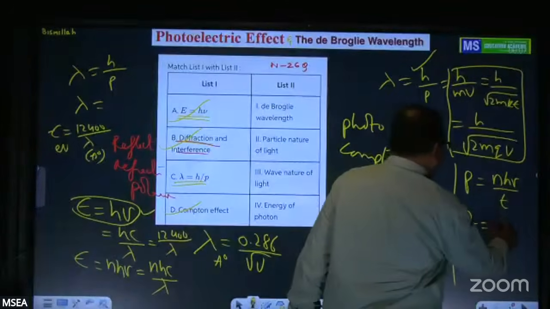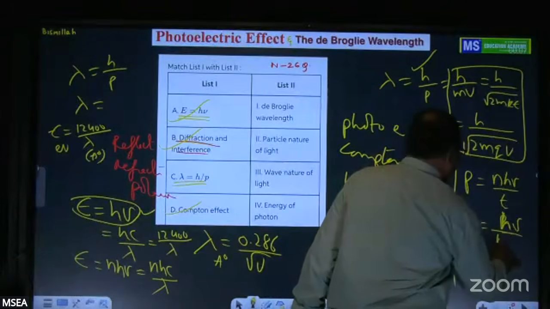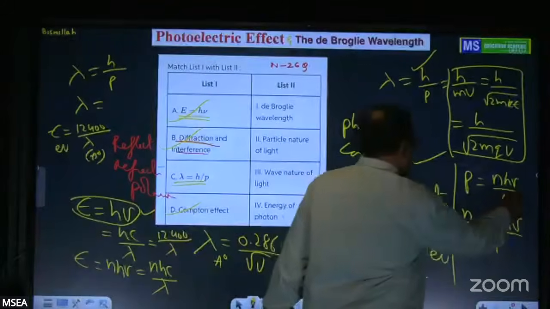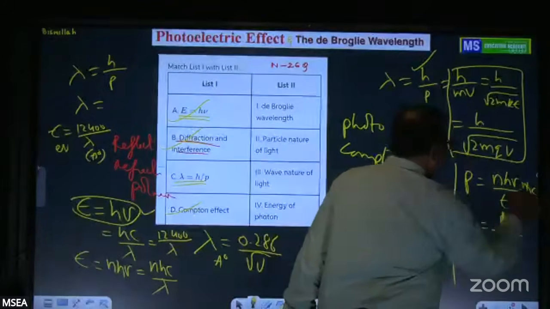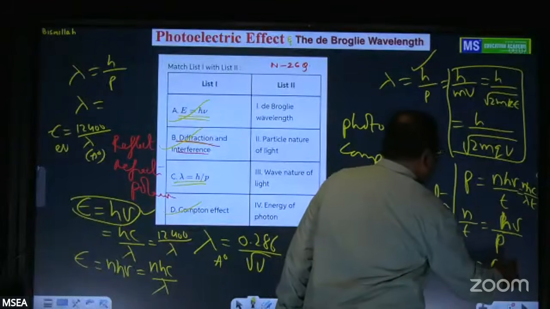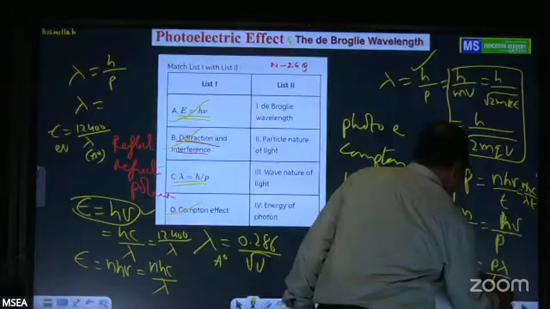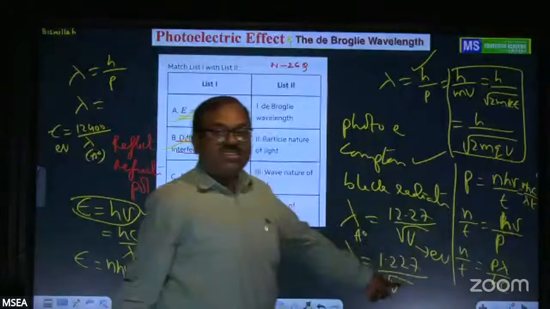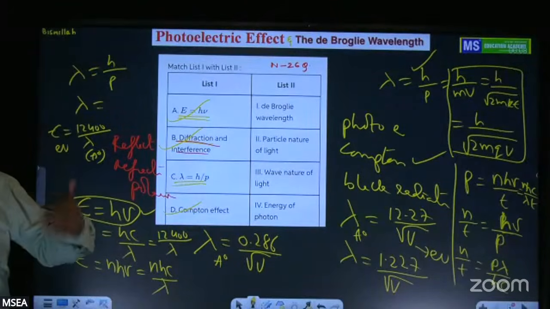They may ask n by t is equal to p by h nu. So we can write it as n into hc by lambda into t, or n by t is equal to p into lambda by hc. This is the rate of photons, or the number of photons emitted per second.